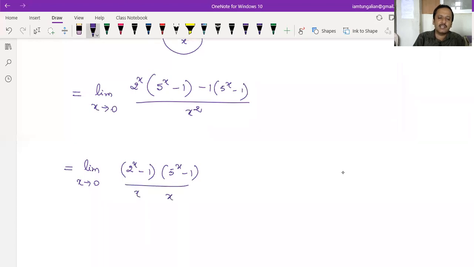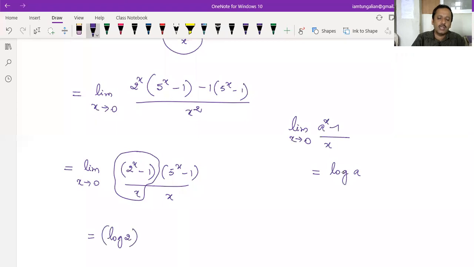I'll write one x here, another x here. X square can be written as x into x. Now observe this, limit x tends to 0, 2 power x minus 1 by x. It is of the form limit x tends to 0, a power x minus 1 divided by x. A power x minus 1 divided by x, when x approaches 0, that will be equal to log a. So the first factor will give you log 2. And the second factor here, observe this, 5 power x minus 1 divided by x. As x approaches 0, that will be equal to log 5. Log 2 into log 5 is the answer.